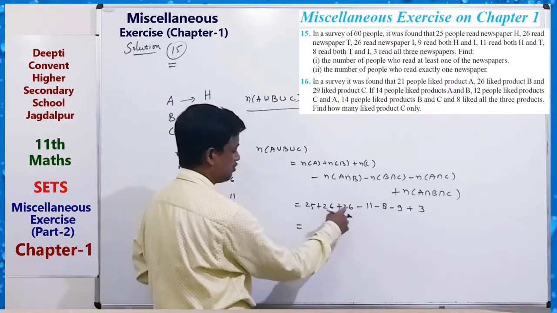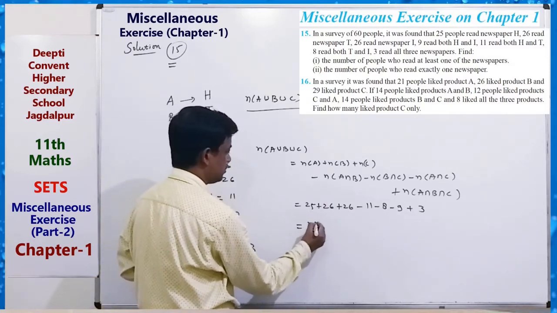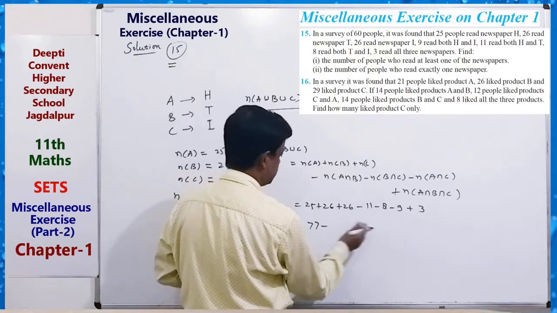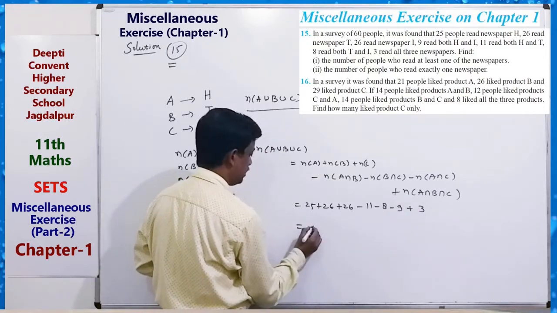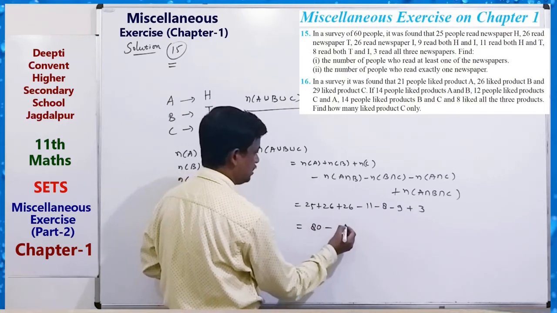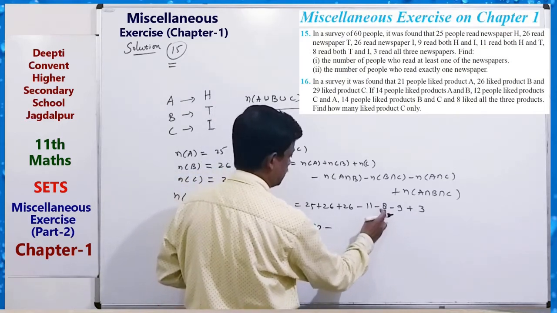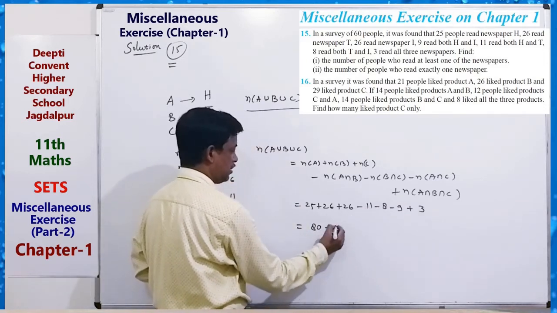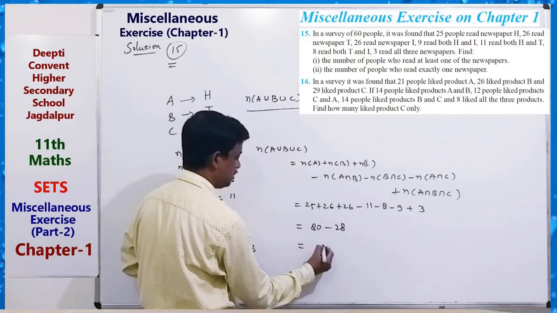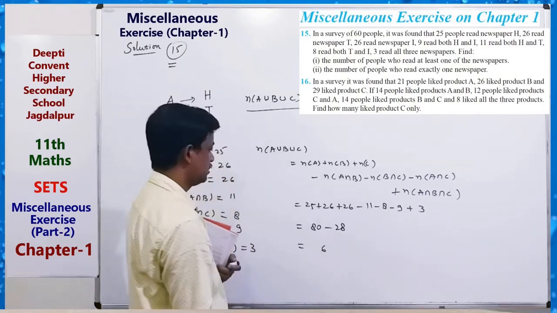25, 25, 25, 75, 76, 77, 77 minus 77 and 3, 80 minus 11, 19, 28. That is what? 6.